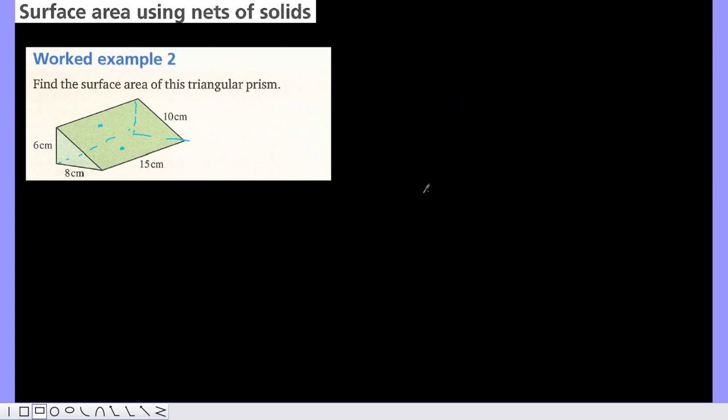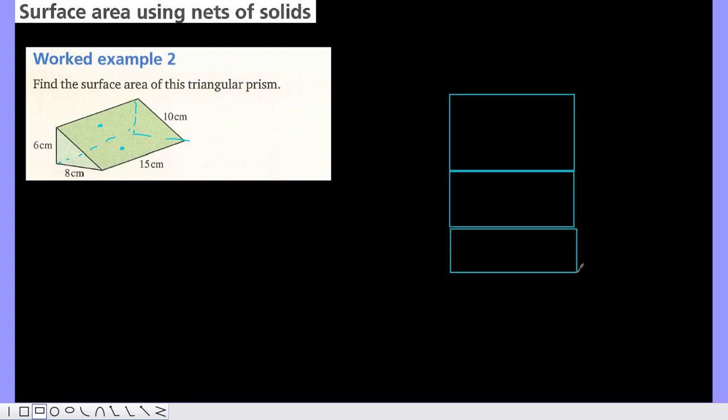I'm sorry, let me use the rectangular shape here. I have one big rectangle, and its length is going to be 10 centimeter and 15 centimeter. This is 10 centimeter and this is 15 centimeter. It is connected to this one, we have 8 and 15, and which is connected to this one, again we have 6 and 15. All of them are connected to each other.